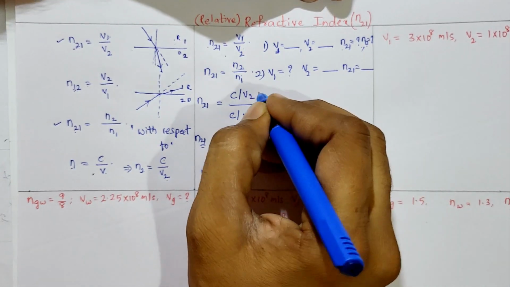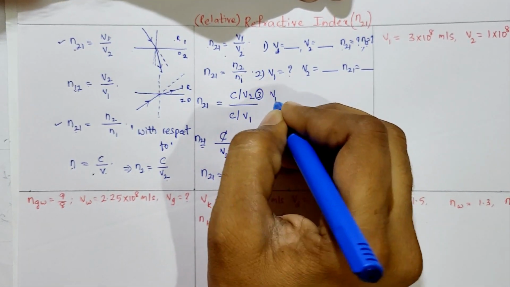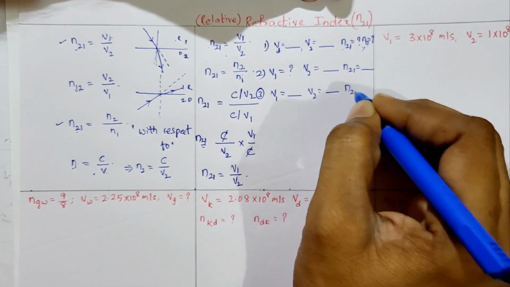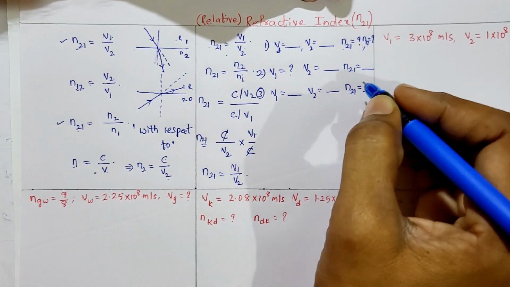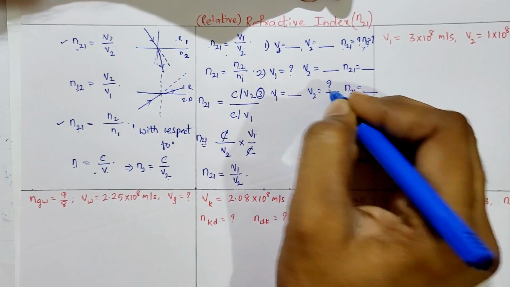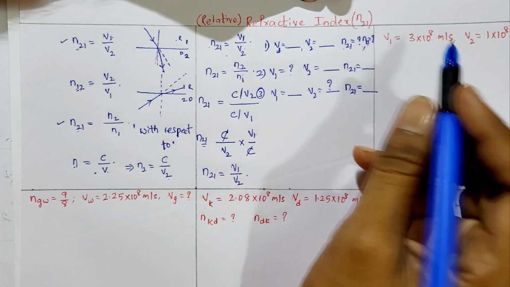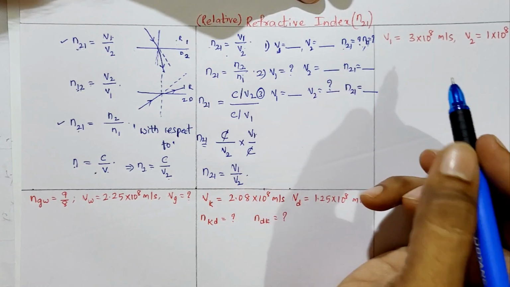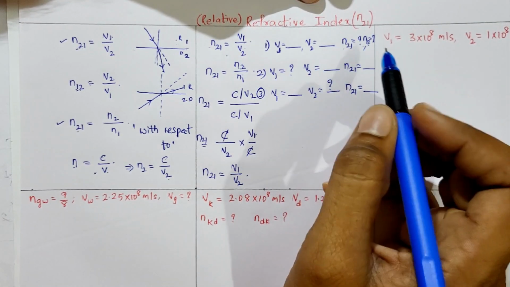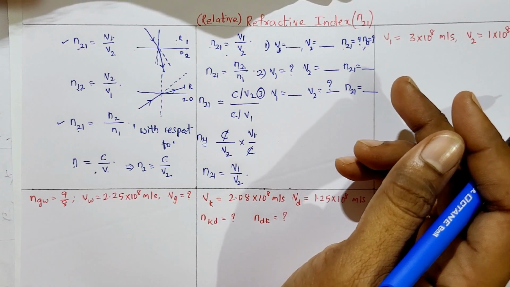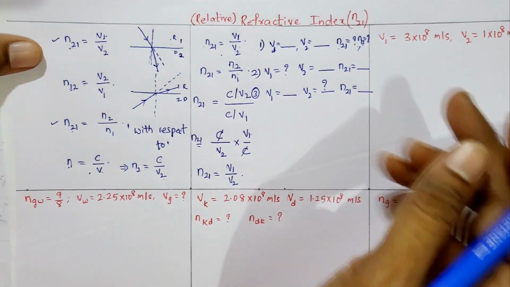The third way of asking the question is that they will give v1 and n21 also, and ask for v2. So these are the three methods of asking questions, and you should be able to solve them. I'll solve one model; the remaining are also simple, just algebraic transferring from LHS to RHS. So let us solve one question now.